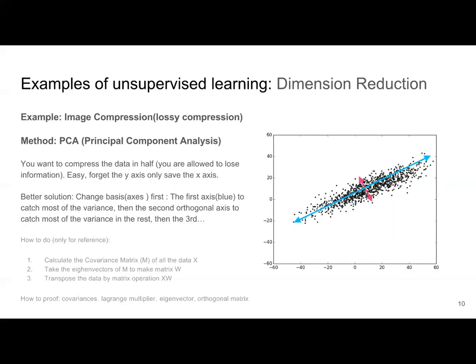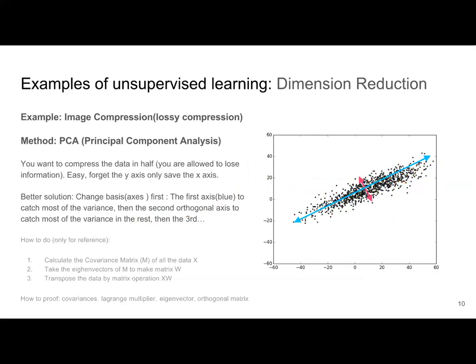So what kind of problem do you want to solve? Say you want to compress the data on the right. You have the data, the black dots. So how do you describe this data? Easy. X equals 20, Y equals 10. That's one dot. The other dot, 40, 20, something like that. So you save all these 20, 40 in a file.